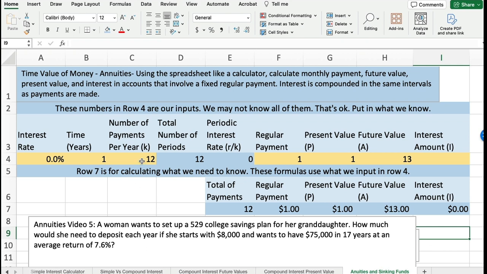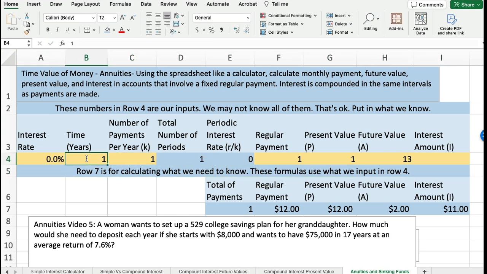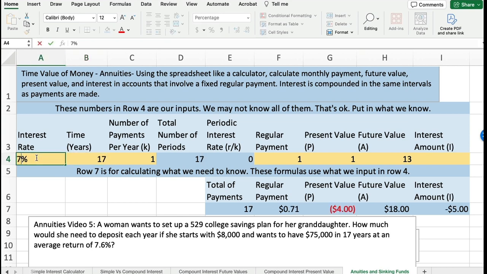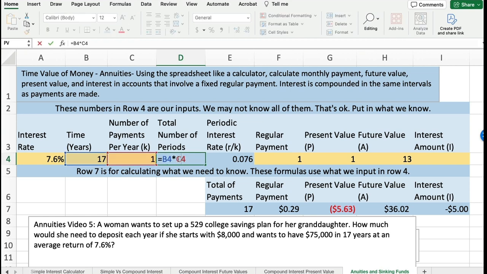So in this case, since she's making deposits once a year, instead of K being 12, K is only going to equal 1. And the time in years is 17. And the interest rate is 7.6%. So we go ahead and enter those in columns A, B, and C. And I'm leaving columns D and E alone again because remember those are formulas that we've already pre-built in.